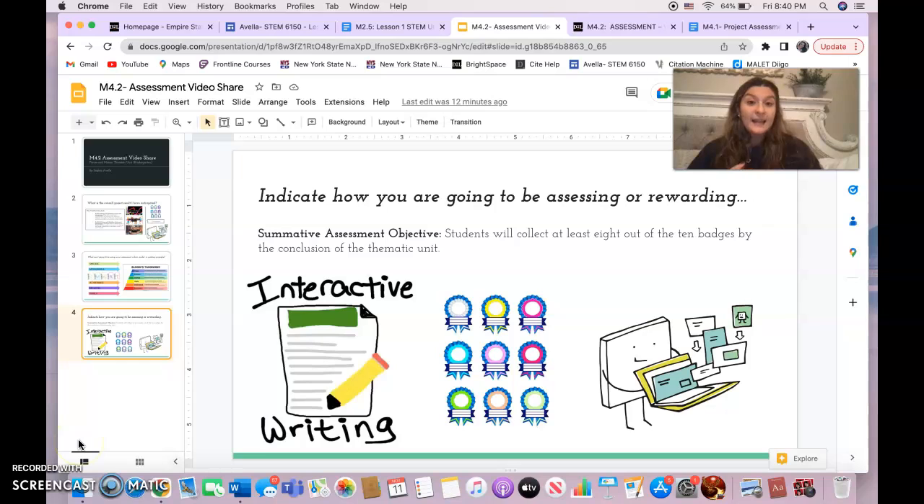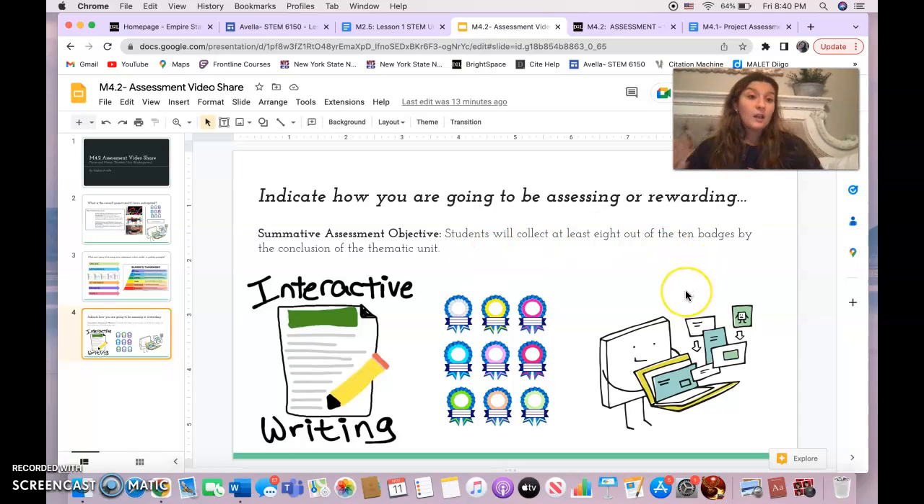Now I'm going to be indicating how I will be assessing and rewarding students. And so the best way I thought to do this was to give a SMART objective to my summative assessment, the portfolio. And that is, students will collect at least 8 out of the 10 badges by the conclusion of the thematic unit. So if they collect 8 out of the 10 badges, that tells me as their teacher that they've learned the concepts to mastery and can move on to a more advanced scientific endeavor.